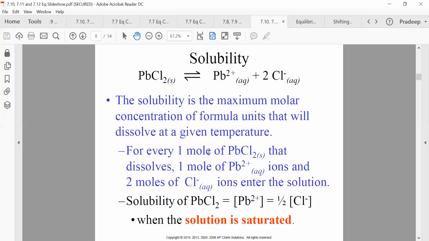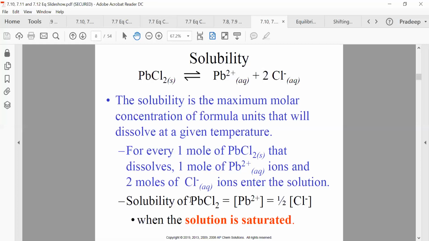Why is it a 1/2? Why is it not a 2 in front of Cl? I'll tell you why. For here, they are talking about the solubility of PbCl2, correct? So for every 1 mole of PbCl2 that dissolves, 1 mole of lead ions and 2 moles of Cl minus ions enter the solution. Correct?